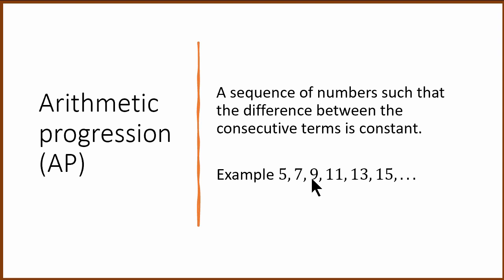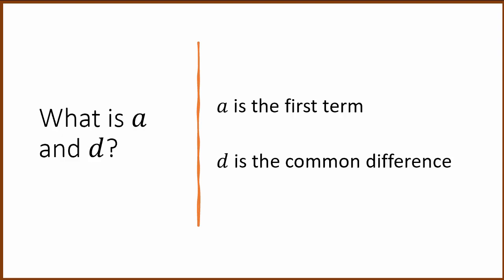Now let's go to the next step. In arithmetic progression, we use the terms A and D. What is A? A is the first term. So we use the letter A to denote the first term of the arithmetic progression. Similarly, we use the letter D to denote the common difference. So when somebody says A, it is the first term. When somebody says D, it's the difference between consecutive terms.